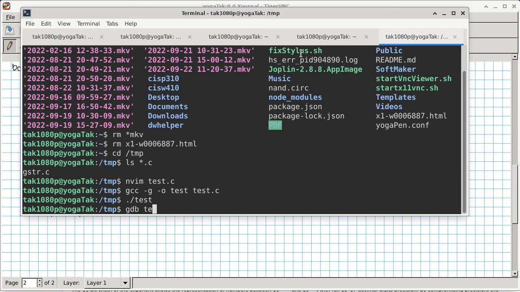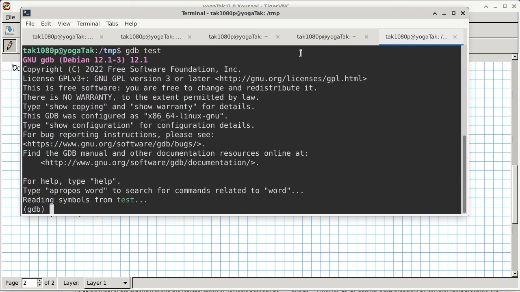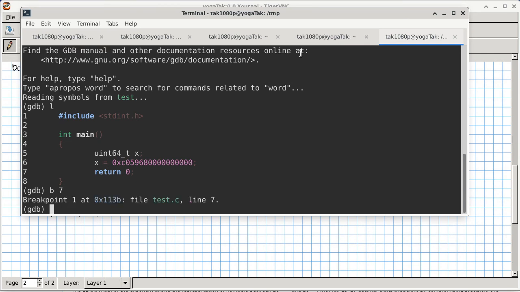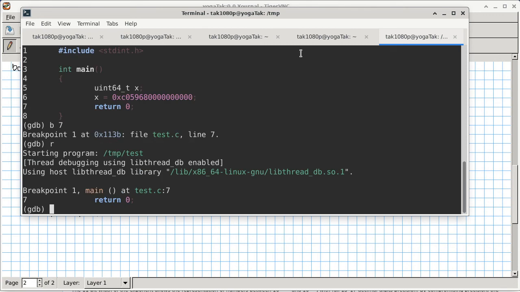I'm only using a debugger just for instructional use at this point, but if you really have a program to debug, it is extremely useful. So B7 is put a breakpoint on line 7, which is right before we return from main. And R is run, so I'm now running the program, and I have now hit what we call a breakpoint, which means the program has not stopped, it has paused.